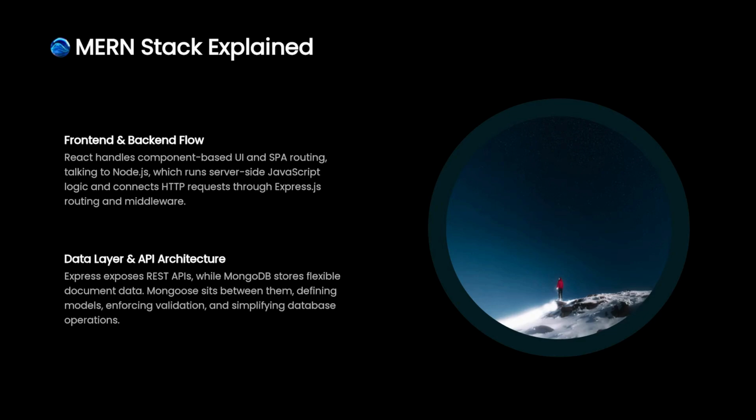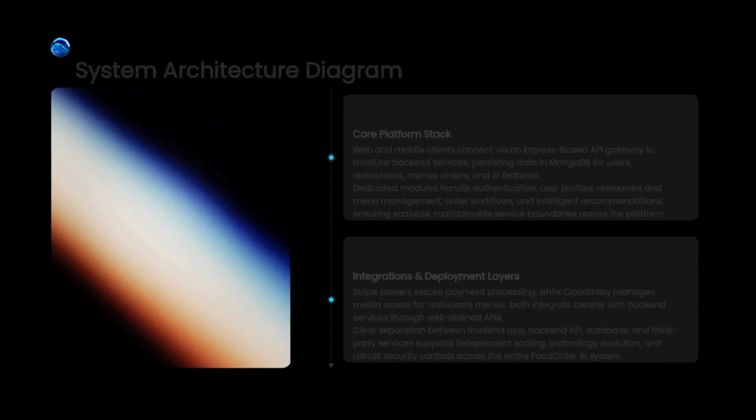The project follows the full stack architecture. The front end communicates with the backend through REST APIs. The backend processes user requests, performs business logic, interacts with MongoDB, and returns responses to the front end. This architecture ensures scalability, maintainability, and efficient communication between components.